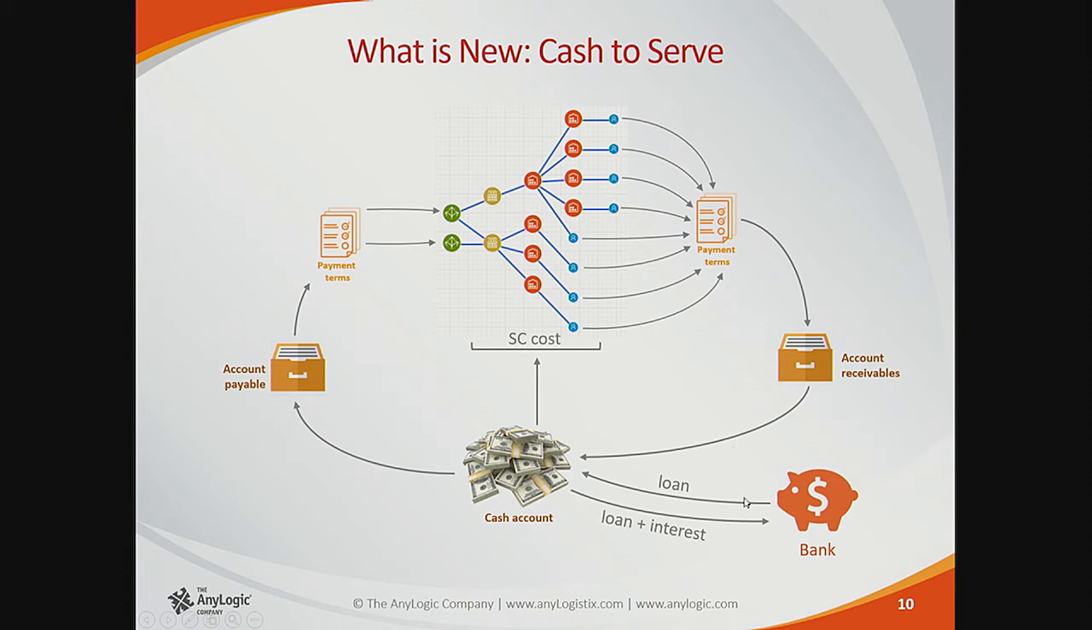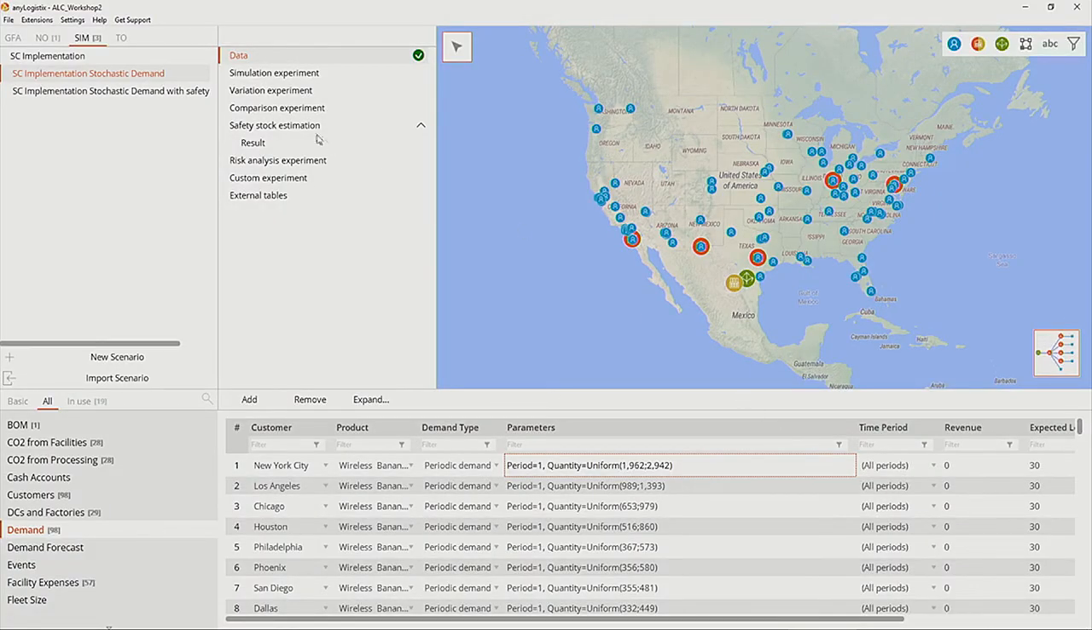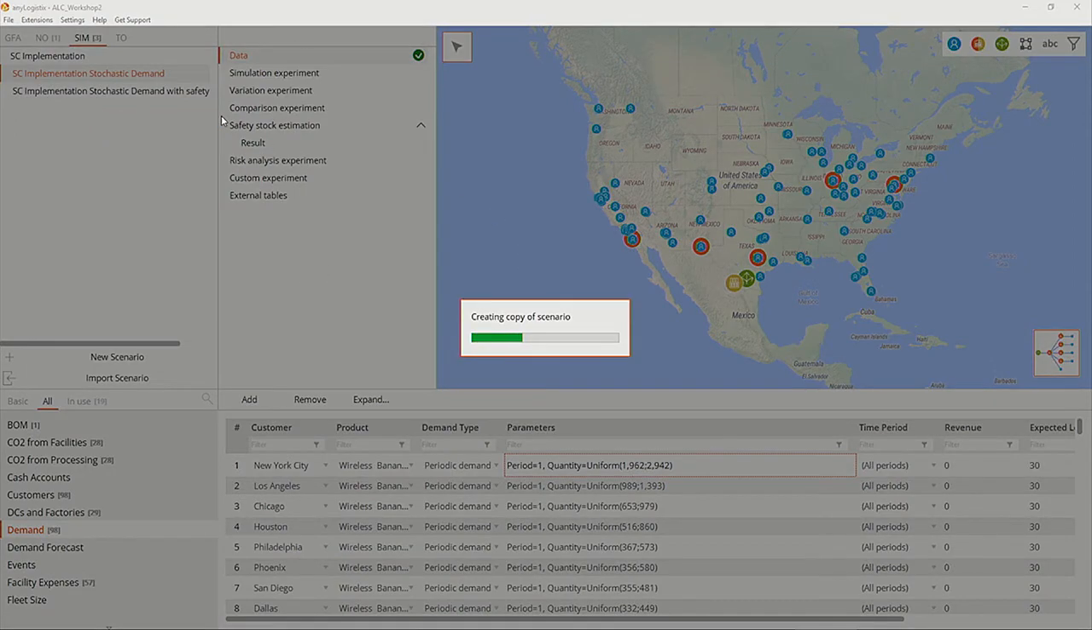So let's continue. Again, I will create a copy of the experiment just to keep track of changes.